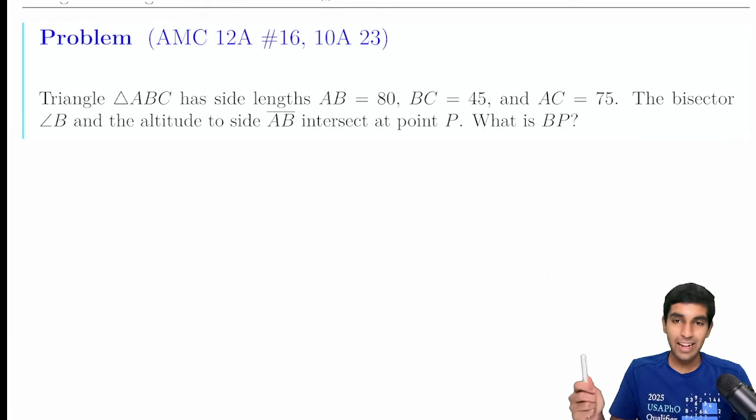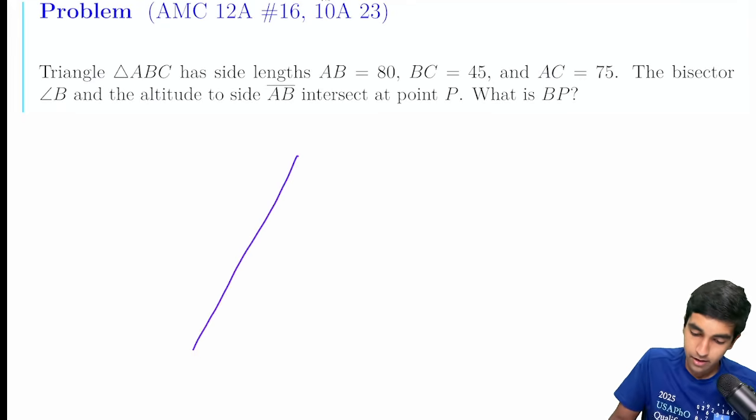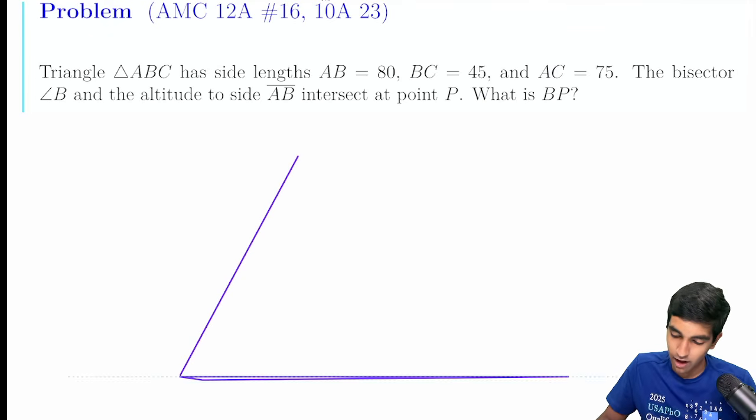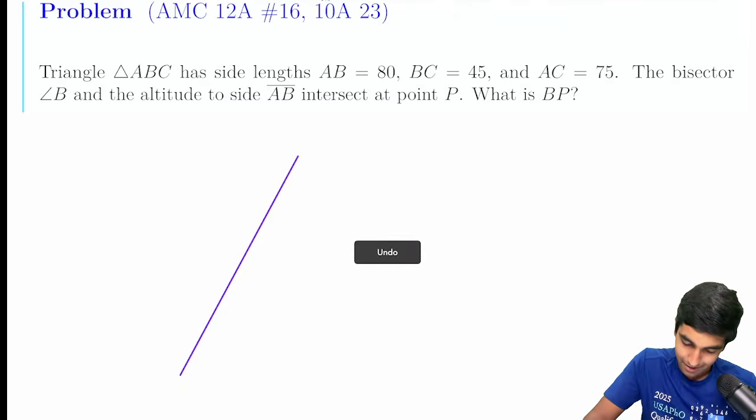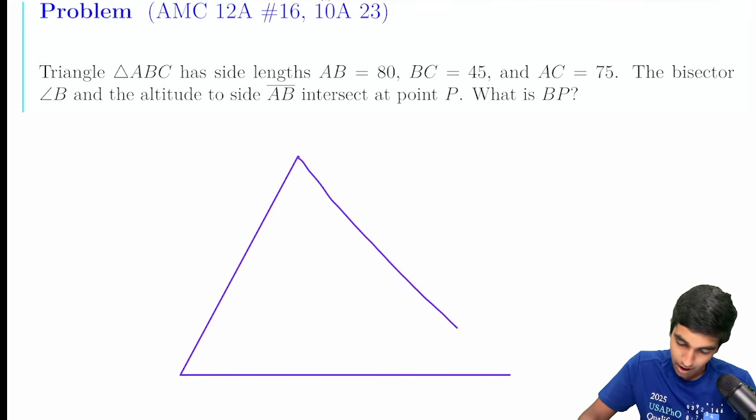Number 1623. This is a really neat geometry question. Triangle ABC has AB equals 80, BC equals 45, and AC equals 75. And we're dealing with some angle bisectors here.